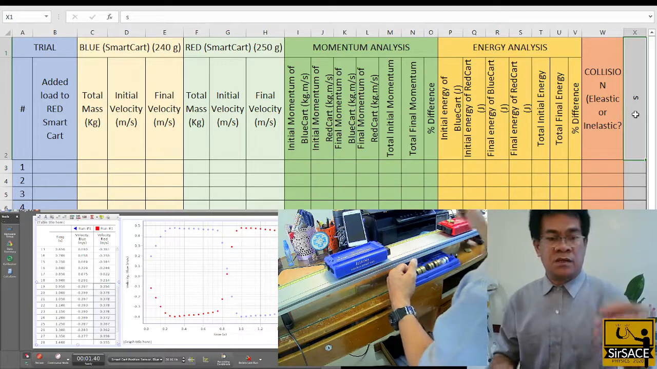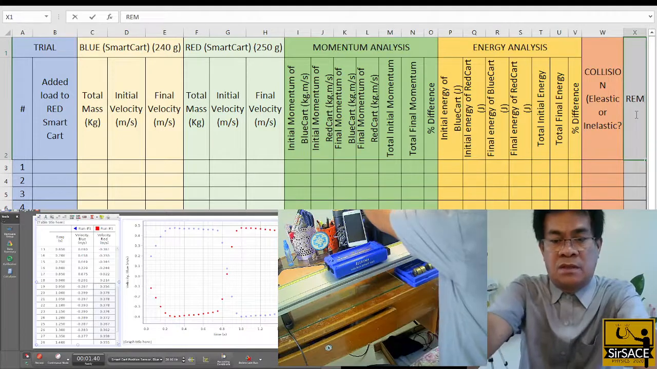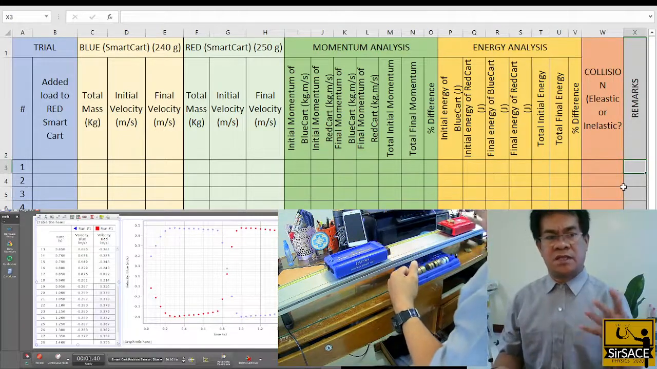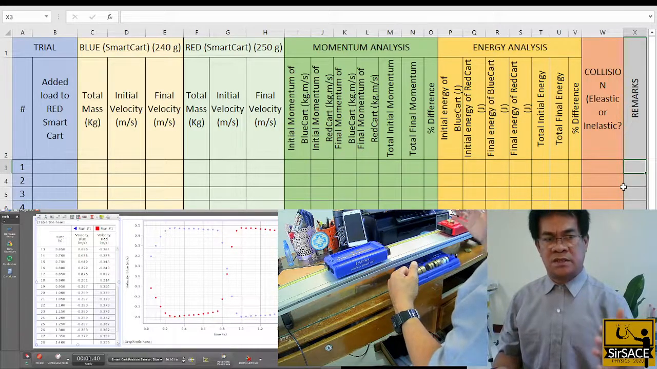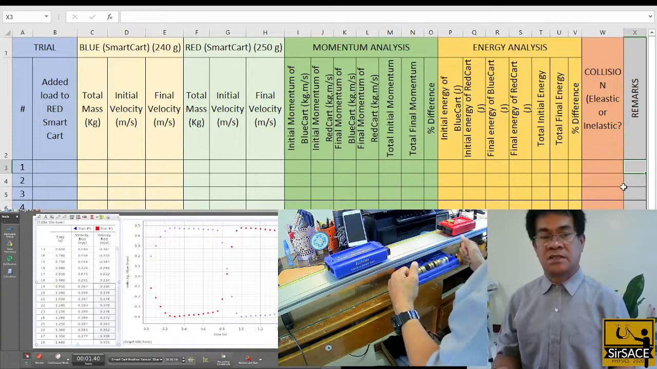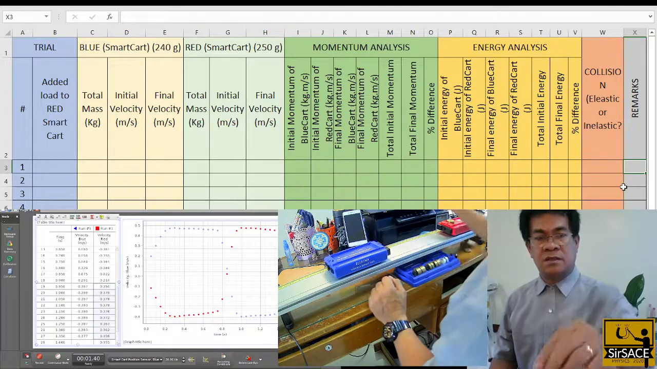Now in the last column here, it should be remarks, no? So you have to look at the result. Why is it elastic, or why is it inelastic? So give some remarks on the last column of the table.